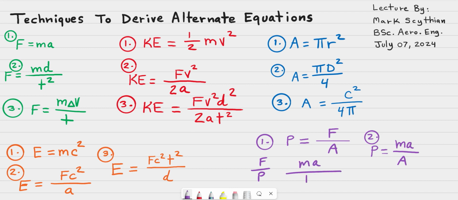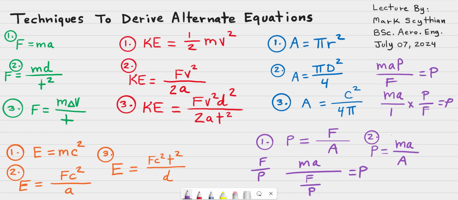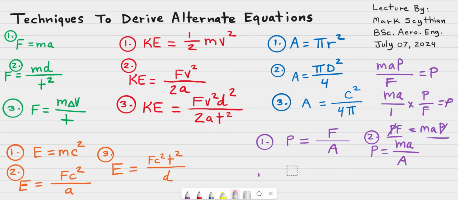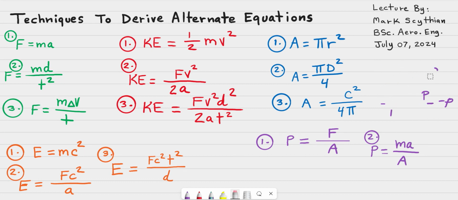MA over F over P is equal to P, so then we flip these around. MA times P over F is equal to P. So we have MAP over F is equal to P. PF is equal to MAP, and then we cancel both P's out, and then we have only the Newtonian force component. So hence a technique to prove redundancy as well.